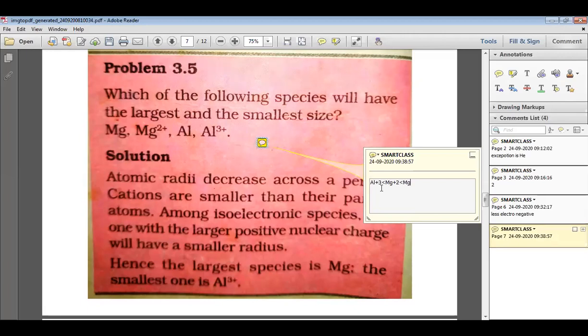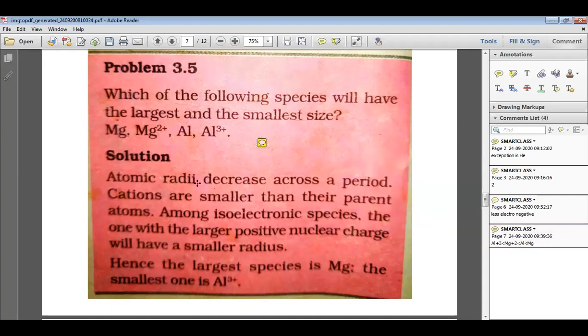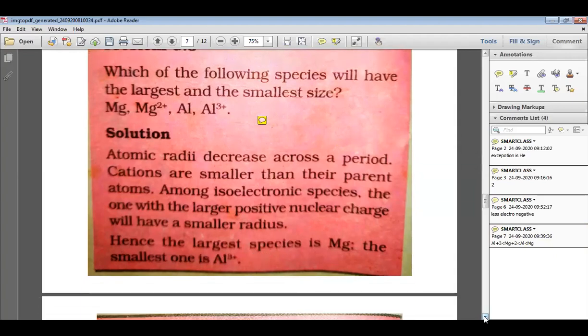Then we would have aluminum with the smaller size, and then we would have Mg. So this is the order that we can understand for this question. The same is written here in the answer also. Atomic radii decrease across a period. Cations are smaller than their parent atoms. So among isoelectronic species, the one with the larger positive nuclear charge will have the smaller radius. Hence, the largest species is Mg and the smallest species is going to be Al plus 3.